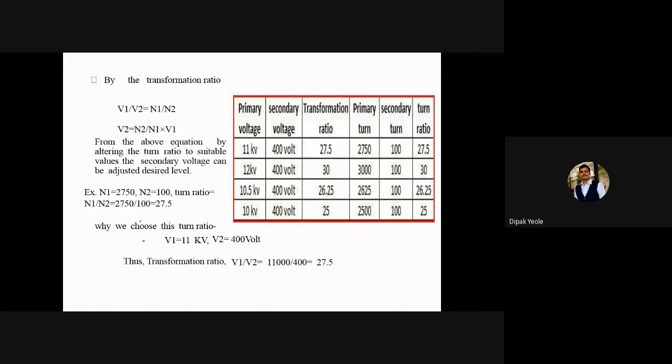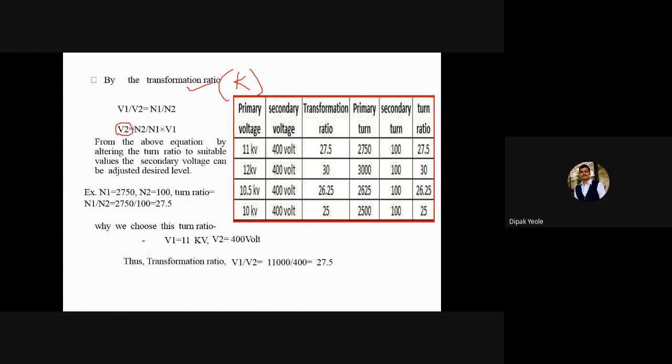So for the transformer, there is a concept called transformation ratio. It is indicated with the letter K. This K factor is nothing but the ratio V1 by V2 equal to N1 by N2. If you are interested to calculate V2, V2 can be N2 by N1 into V1, by rearranging the terms.